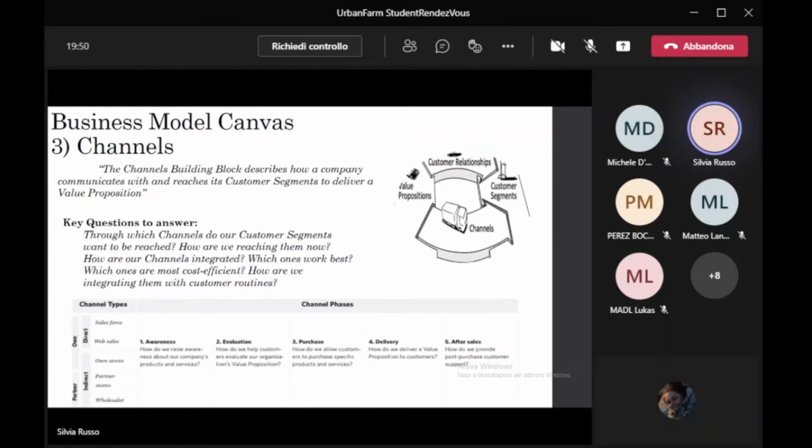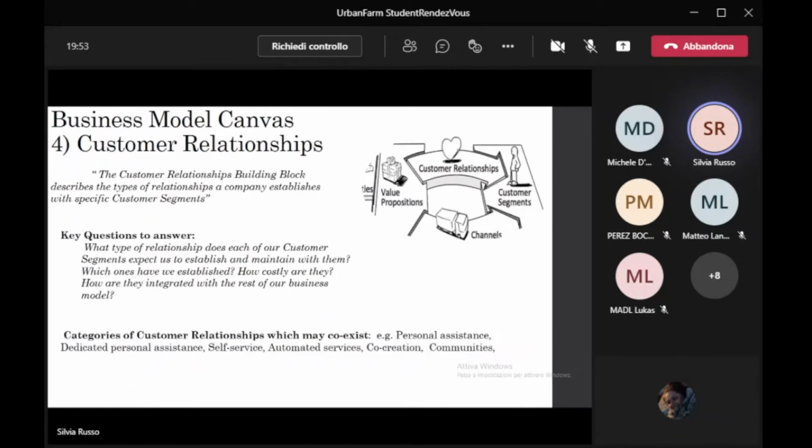At this point, we also ask ourselves what kind of relationship we want to create with our customer. The customer relationship building blocks describes the types of relationships a company establishes with specific customer segments. And the questions we could answer are: what type of relationship does each of our customer segments expect us to establish and maintain with them? Which ones have been established? Or how costly are they?